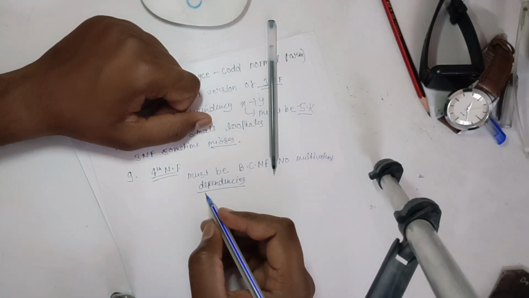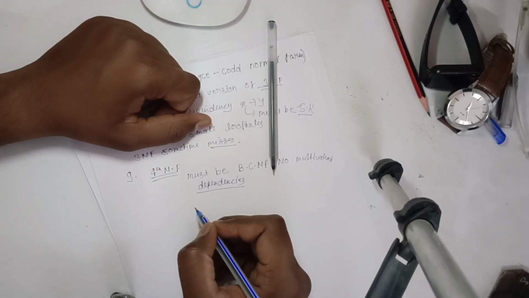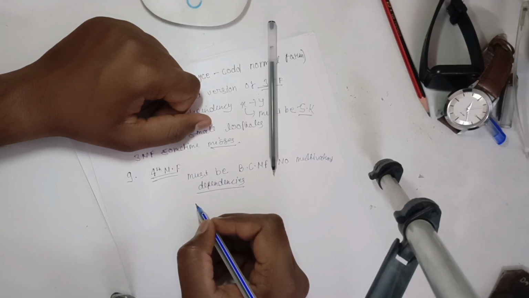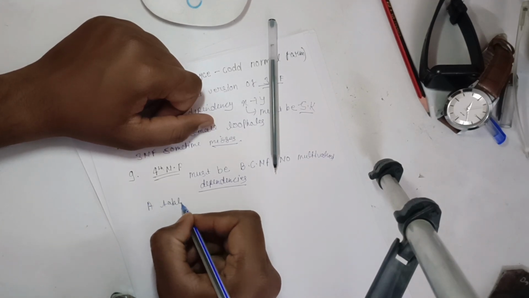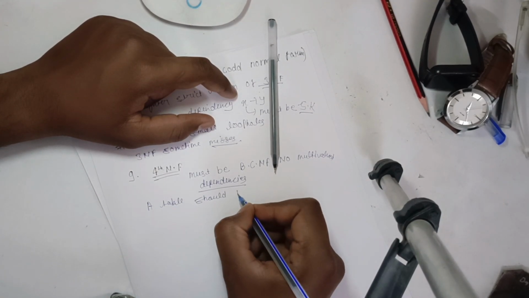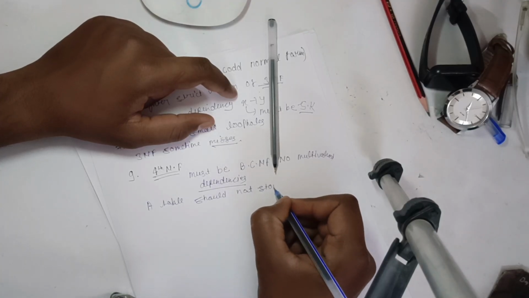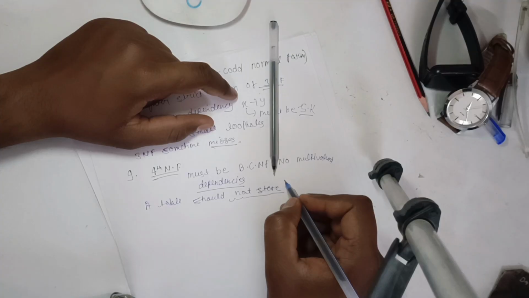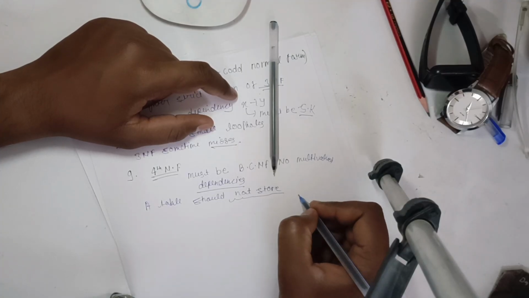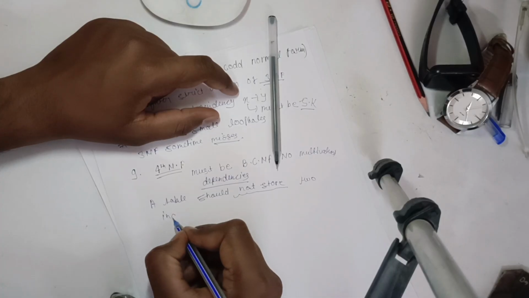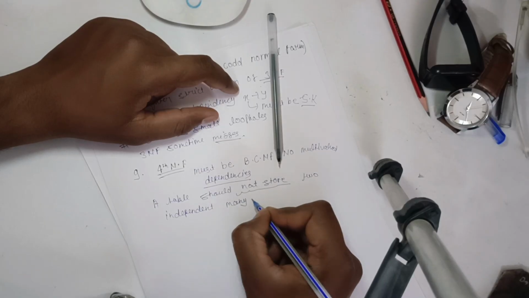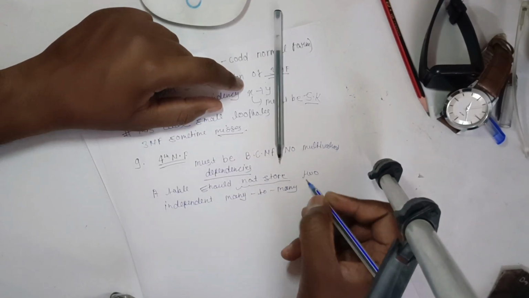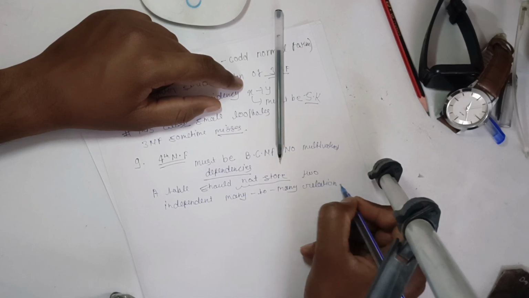So what is 4NF? A table should not store two independent many-to-many relationships. Remember, a table should not store two independent many-to-many relationships. Now what is a many-to-many relationship?